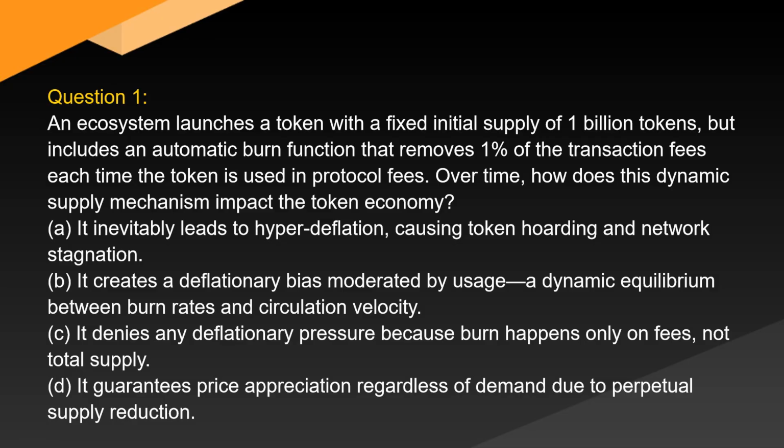A. It inevitably leads to hyperdeflation, causing token hoarding and network stagnation. B. It creates a deflationary bias moderated by usage, a dynamic equilibrium between burn rates and circulation velocity. C. It denies any deflationary pressure because burn happens only on fees, not total supply. D. It guarantees price appreciation regardless of demand due to perpetual supply reduction.